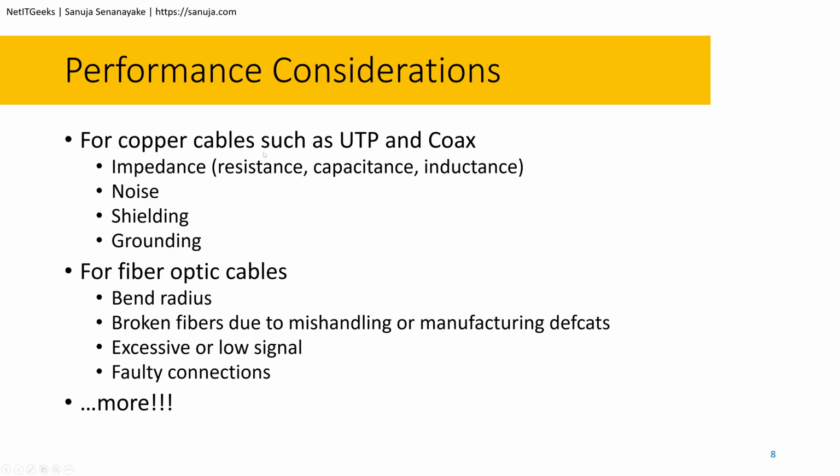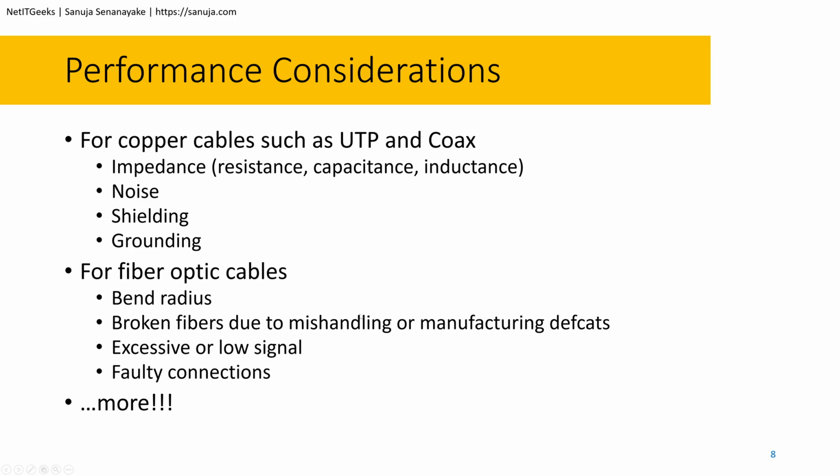But for now, what you need to remember is that these are factors that may, and will, actually hinder the quality of transmission, bandwidth, and what you get out of your wires. This is especially important for copper cables such as UTP and coaxial cables. So impedance, noise, shielding, and grounding.